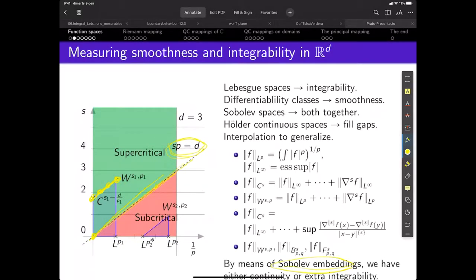All these function spaces, for instance, are functions that are also in VMO. And here the Sobolev embedding gives you Hölder continuity, and below you just get some extra integrability. If a function is in Sobolev S,P, you get that the function has some bigger integrability than the original. I hope that this scheme is more or less clear. We will be coming back to it during the talk. Let me just move forward.